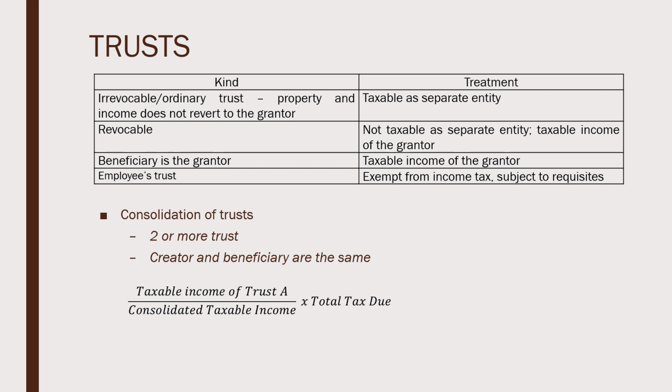What's different with trusts is that they may be subject to consolidation when the trustor and beneficiary are the same. So we first consolidate the taxable income, and then we get the total tax due. And then to determine the income tax liability of a certain trust, we just have to get the ratio of its own taxable income over the consolidated taxable income, and then multiply it to the total tax due.